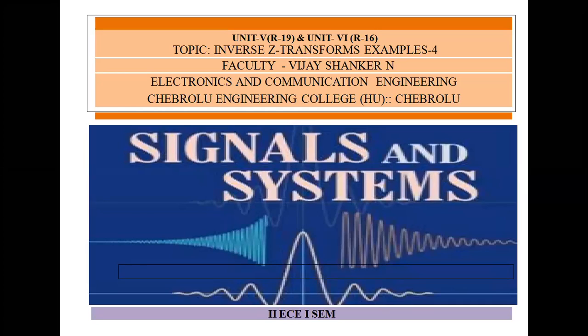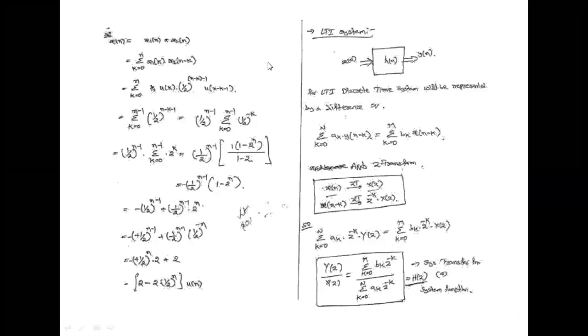So today we are going to discuss the inverse Z transform examples, the last class for the last chapter in our syllabus. We already discussed the inverse Z transformation using four methods. One is the power series method or long division method, second is the partial fraction expansion method, third is the residue or contour integration method, and the last one uses the convolution property, to find the time domain function x of n from the given X of z.